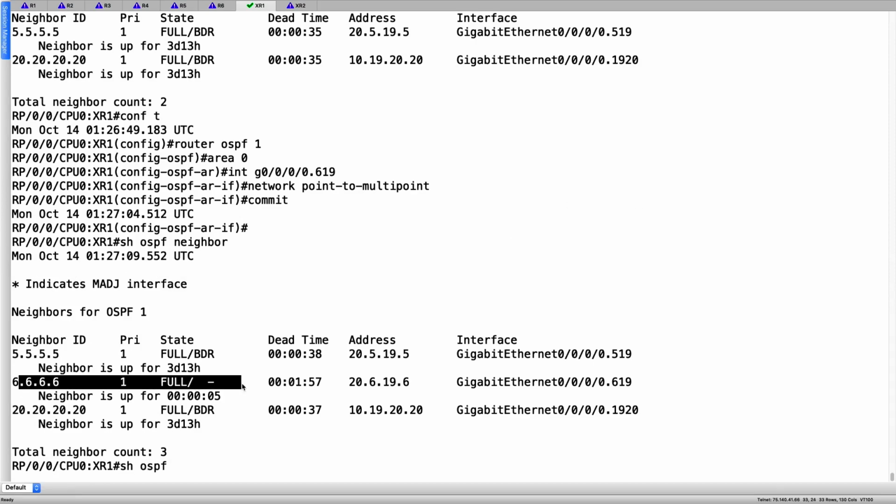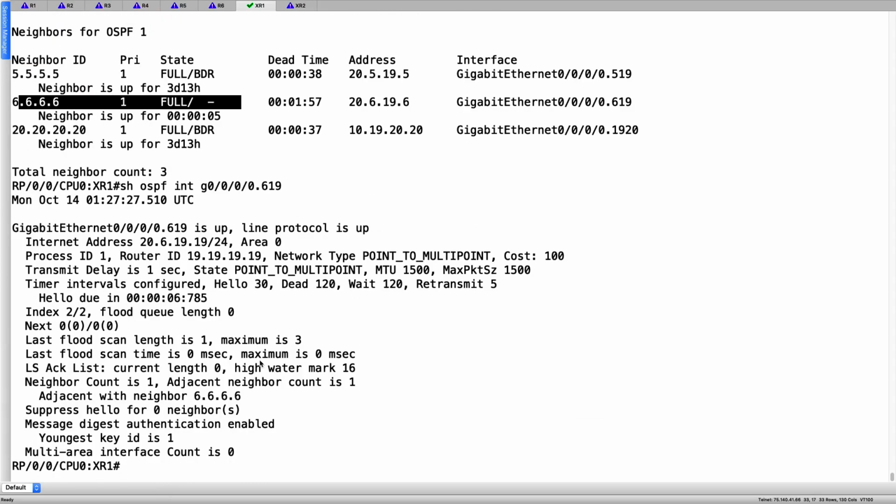and show OSPF interface Gig 0000.619 should show me that my network type is point to multipoint and my hello and dead is 30 and 120. Again here, my hello packets would be sent as a multicast. There is no DR election in point to multipoint. However, if I change this to be a non-broadcast or a point to multipoint non-broadcast, in that case, there's no DR election. However, there would be a manual neighborship required.